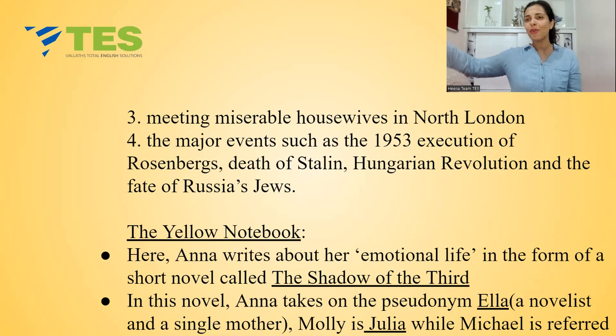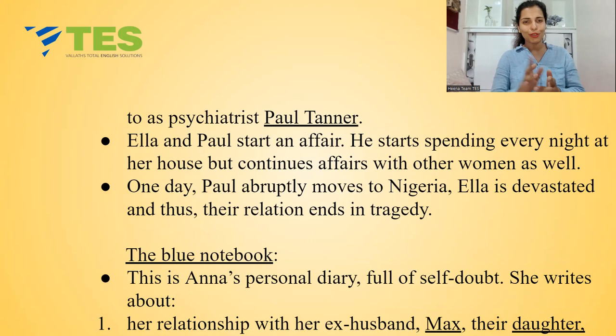In this novel, Anna takes on the pseudonym Ella. Ella is also a novelist and a single mother, just like Anna. Molly, her best friend, becomes Julia, whereas Michael here in the yellow notebook or The Shadow of the Third is referred to as psychiatrist Paul Tanner. So now let's listen to the love affair of Ella and Paul, okay?